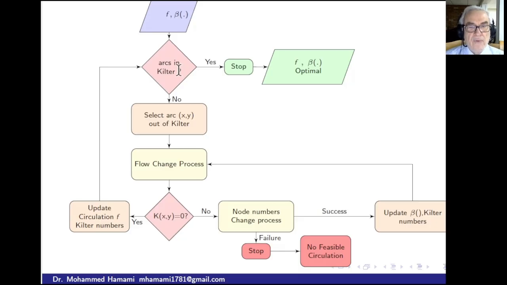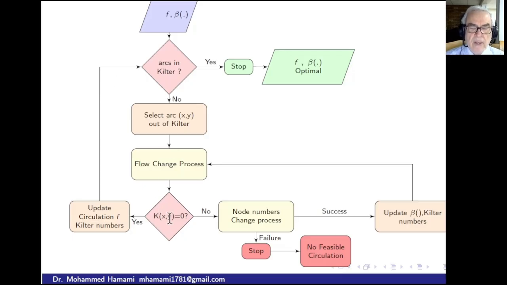If no arcs are out of Kilter, then we stop. Otherwise, we select another arc xy. And remember, when an arc is in Kilter, it will always stay in Kilter. So this select arc out of Kilter is a finite set. It's not an infinite set where we can choose from. So we select the next one and we do the flow change and so forth. So we do this loop here many times.